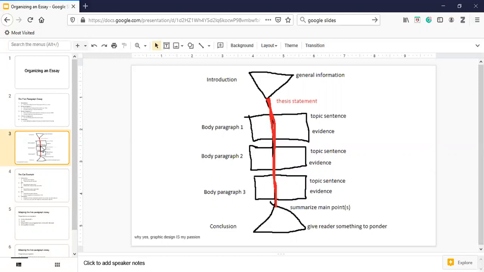Right, so each of your body paragraphs is sort of like a piece of meat or a vegetable on your kebab that is held together by that point, right? And then your conclusion is kind of the opposite shape of an introduction. It starts really specific with a summary and then gets more general as it goes to give your reader kind of something to carry with them. So let's look at an example.